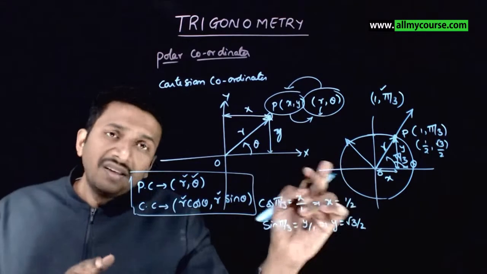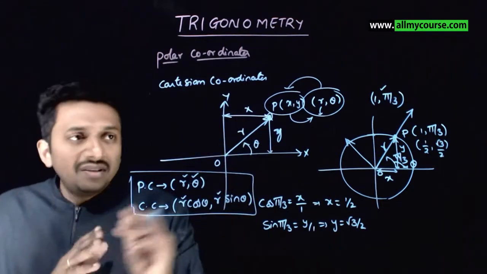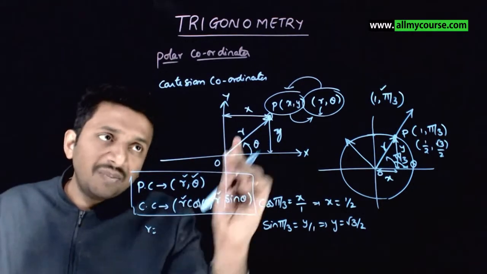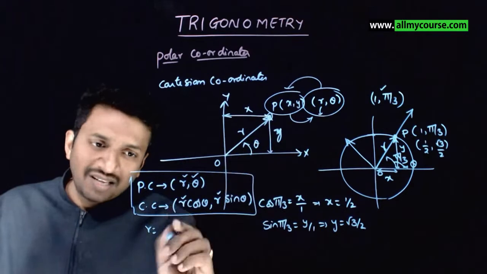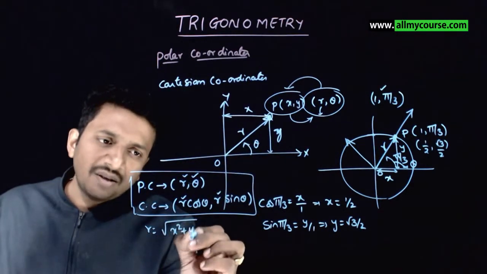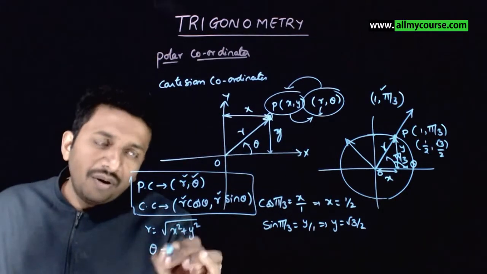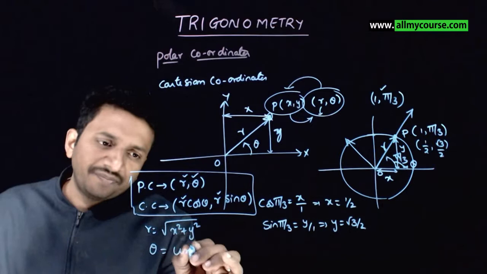Next, if you are given the Cartesian coordinates, can you find the polar coordinates? As you can see, r is nothing but the distance of this point from the origin. So r is nothing but root of x square plus y square. And theta can be found out using trigonometry.